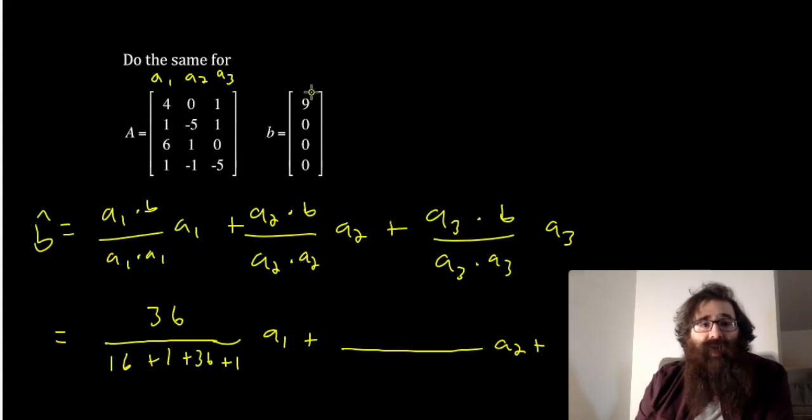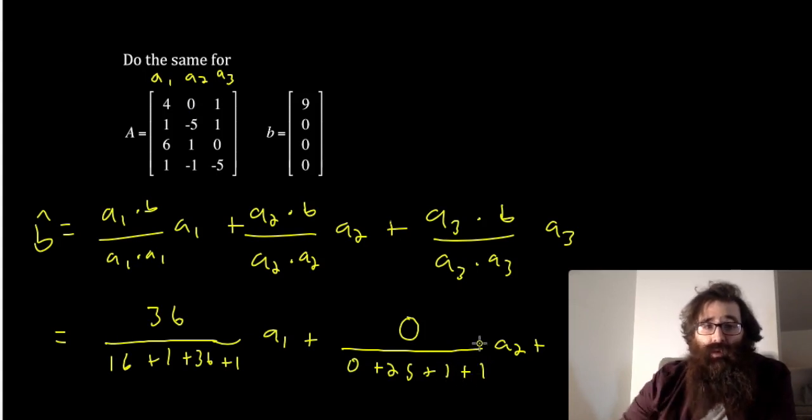Now A2 dotted with B, we get 0 times 9, negative 5 times 0, 1 times 0, negative 1 times 0, all of that is 0. But then divided by A2 dotted with itself: 0 times 0 is 0, negative 5 times negative 5 is 25, 1 times 1 is 1, negative 1 times negative 1 is 1.